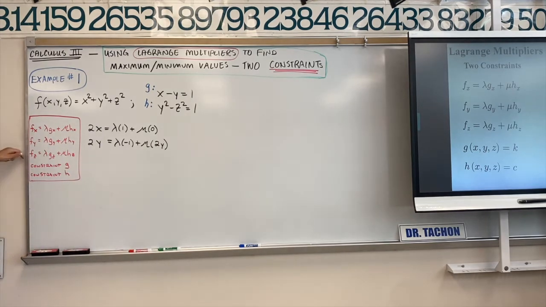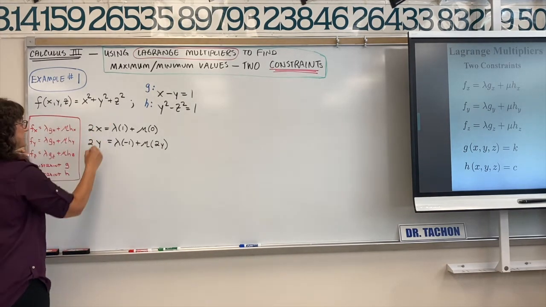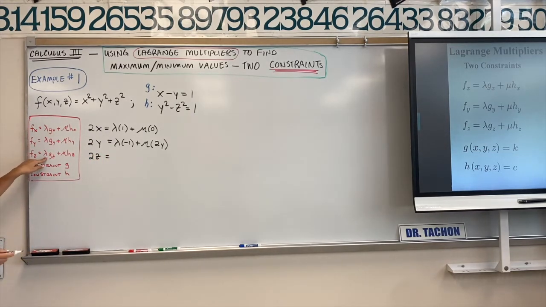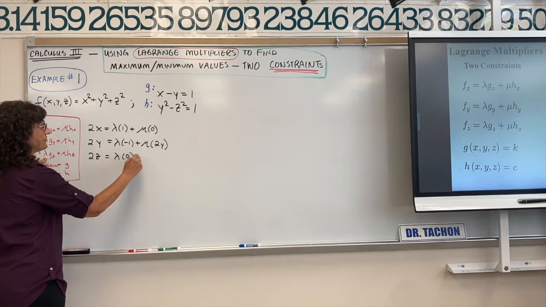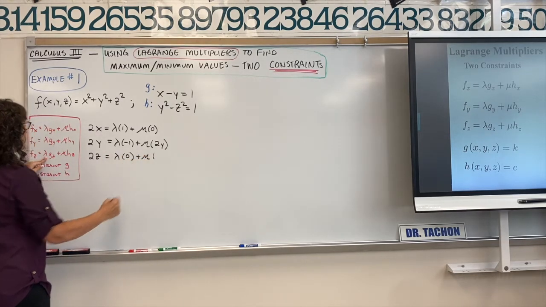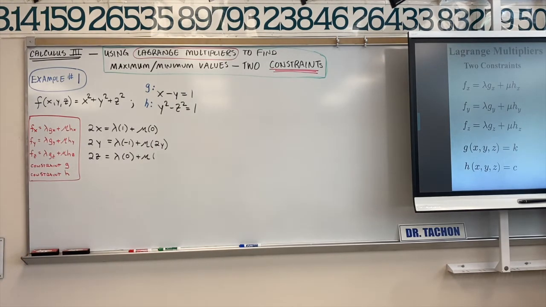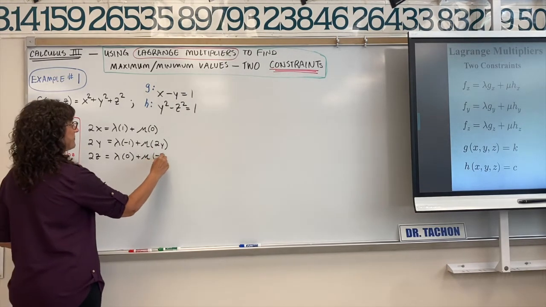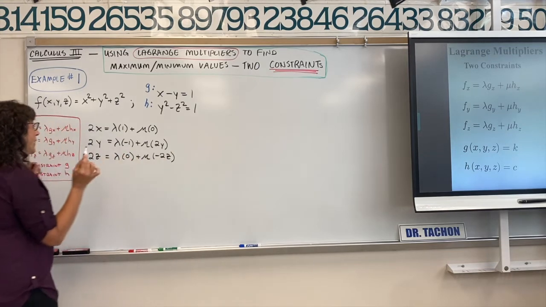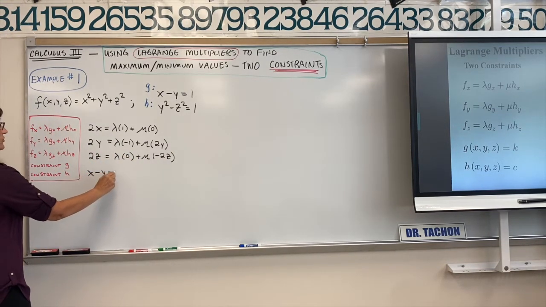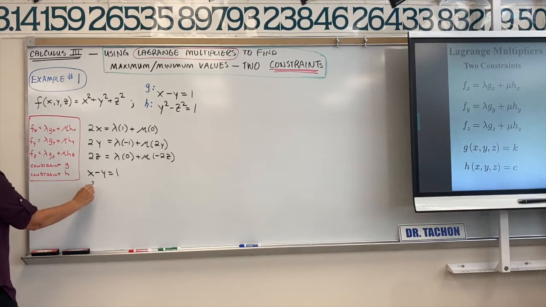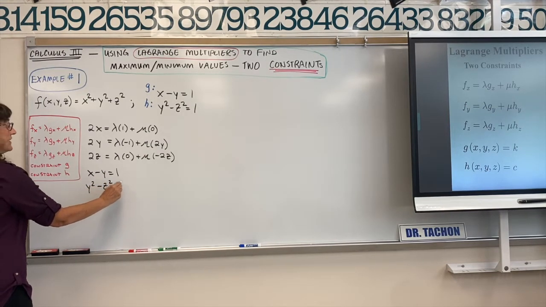And then let's take the partial of our multivariate function with respect to z, that's 2z, equals lambda times the partial of g with respect to z. Well, that's going to be lambda times 0, plus mu times the partial of h with respect to z, negative 2z. And with that, we have our constraints. So we have x minus y equals 1, and we have y squared minus z squared equals 1.